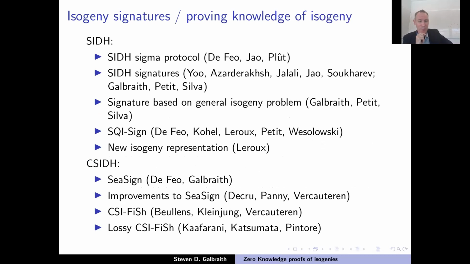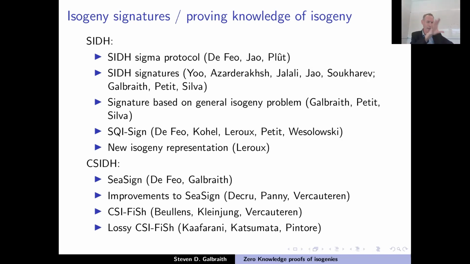So Jao and De Feo published this key exchange scheme that I just talked about. And then in a later paper with Plût, they described a Sigma protocol for Alice to show that she knows the isogeny from E to EA. And the Sigma protocol was then used for signature schemes by two different groups. So Yoo et al. and a paper of mine showed how to get this kind of instant signature scheme from this. In another paper with Petit and Silva, we came up with a different signature scheme based on a different problem. And then there's this really cool thing called SQISign. And then there's also work by Leroux, which is about showing knowledge of an isogeny.